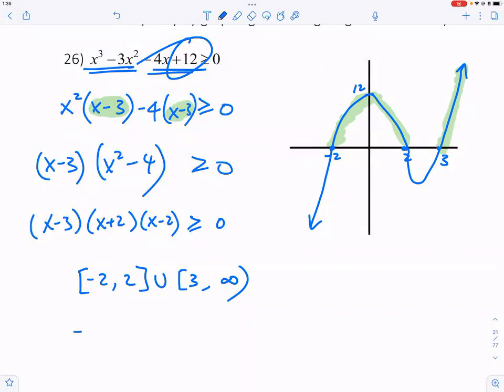For inequality notation, this would be -2 less than or equal to x less than or equal to 2, or x is greater than or equal to 3. Any of these values would make the original inequality statement true.